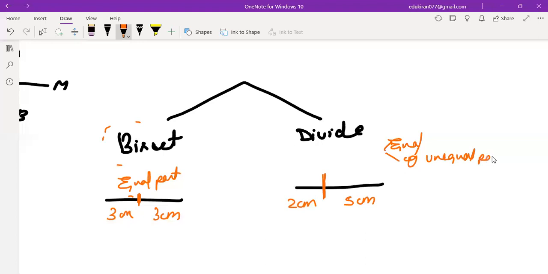First mention this in your notes, that bisect and divide: bisect means equal parts and divide can be equal or unequal parts. Just mention it for those who don't know, because this bisect word will come again and again, and at that time you will be confused.